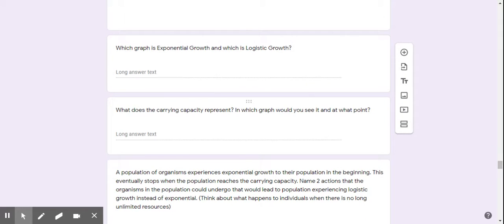What does the carrying capacity represent, and in which graph would you see it, and at what point? So the carrying capacity represents the amount of that organism species that can exist. So every species has a carrying capacity in its environment. For some of them, it could be 40 of them, 100 of them, 1,000 of them, maybe a million of them. But every species has a carrying capacity, and that's how many of that organism can be maintained in the ecosystem.